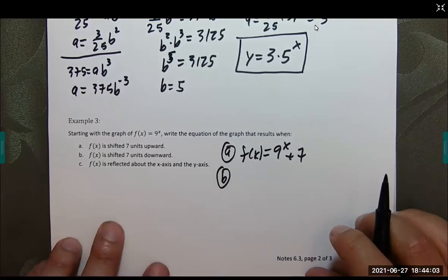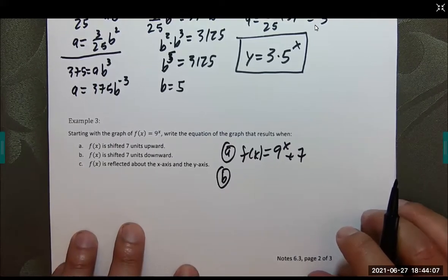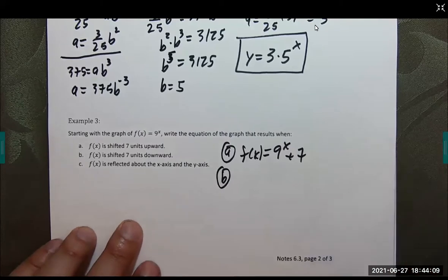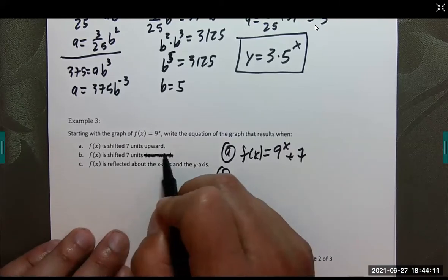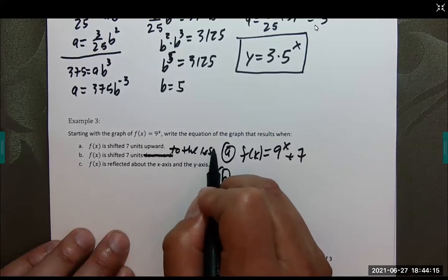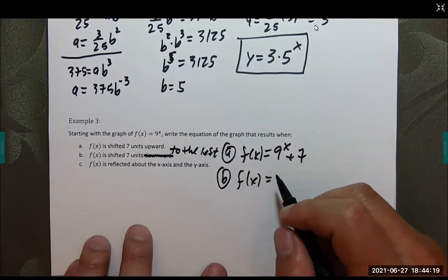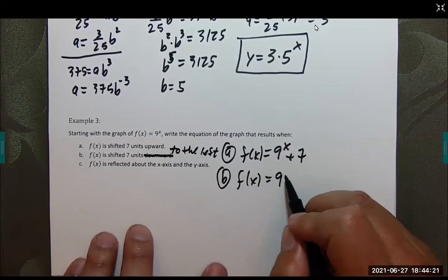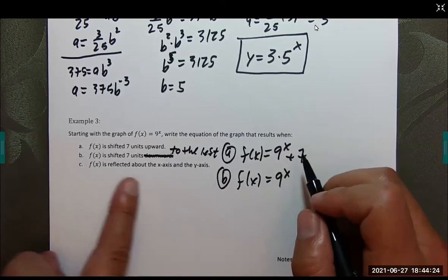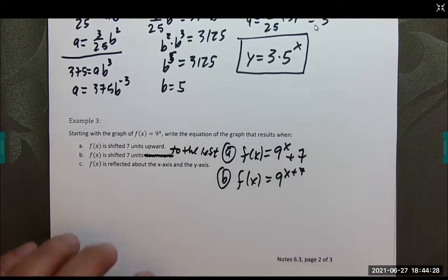B is shifted 7 units downward. I'm going to change this to the left. If it's going to the left, that's going to give me 9 to the x plus something. To the left, it seems like that's negative, but it actually is going to have to be positive here. That's the opposite sign. If you remember, we've done that quite a bit, actually.